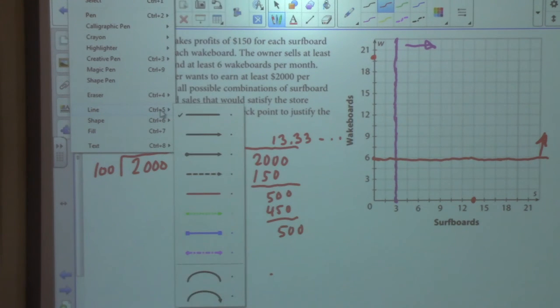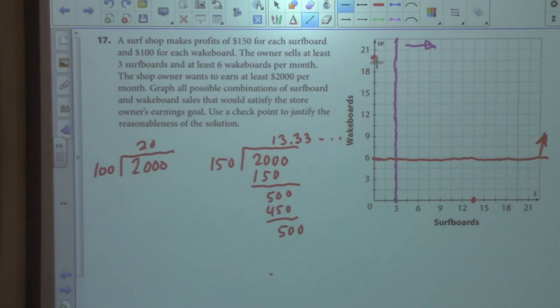So anyway, I'm going to go right here and connect right here like this. And then, which direction do we go from this line? Up. Yeah, we go up or out, right? Because now we've ruled out this triangle, because this triangle has the right number of surfboards and wakeboards, but not enough money, right? So we got to go in this direction.